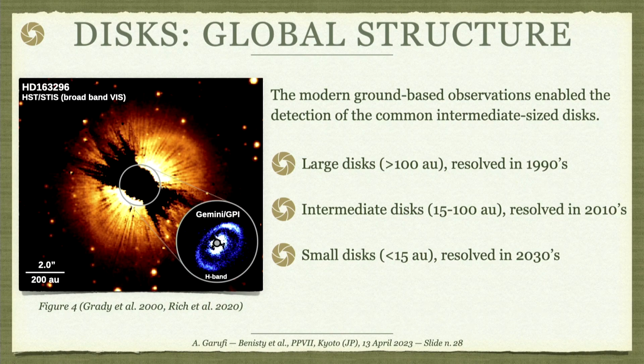So in this sense, we have access to many, many more disks that HST could not observe because HST could only observe the exceptionally large disks. Finally, in the future, hopefully, we will also characterize the small disks, which are also a very important fraction of disks in some star-forming regions.